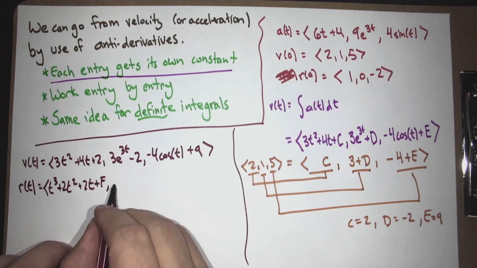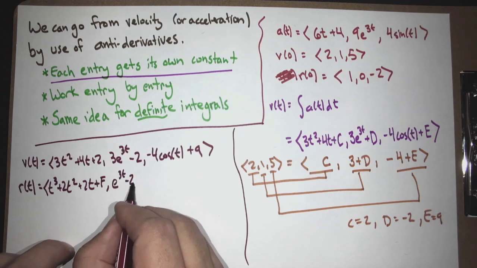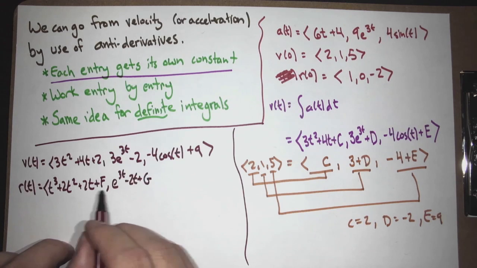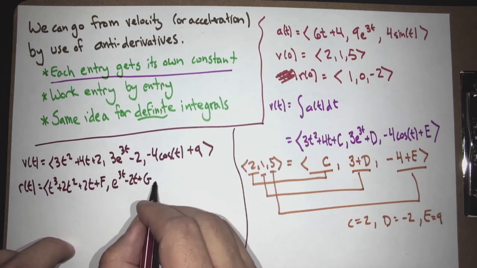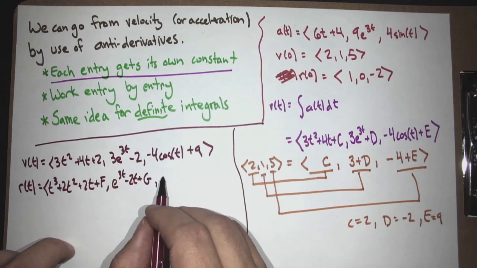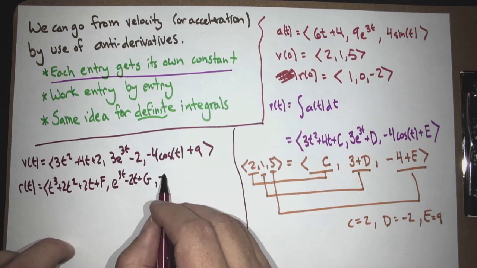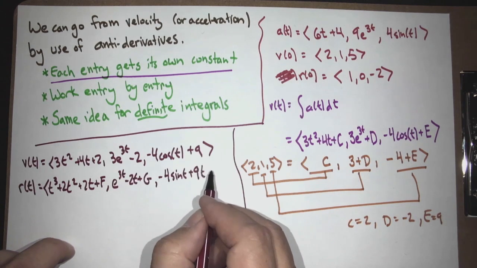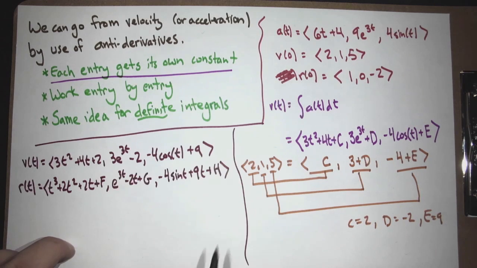Integral 3e to 3t minus 2: e to 3t minus 2t plus? U. Well, we should probably go in order. We'll go with g. Integral of negative 4 cosine t plus 9? Negative 4 sine t plus 9t plus h. Okay, are we done?